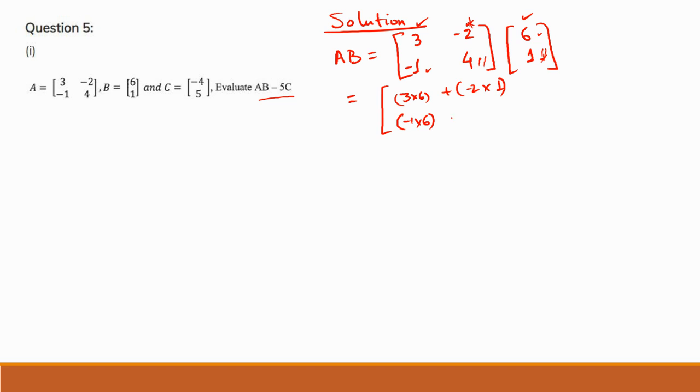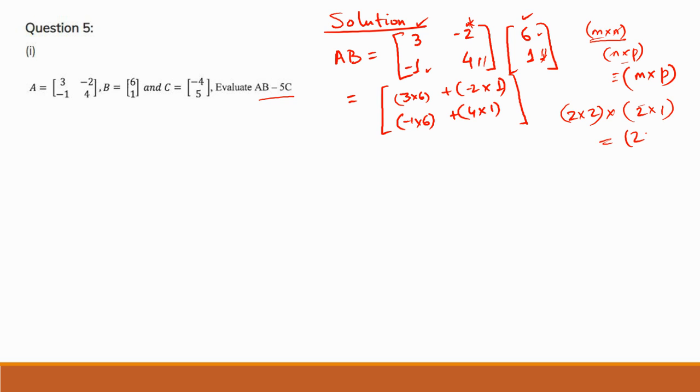It should be minus 1 times 6 plus 4 times 1. Hope you guys know how to do matrix multiplication. In case you have a problem, please let me know, but if I go into detailed explanation, that will take a long time. But please remember, in matrix multiplication, when m cross n is multiplied with n cross p, you get m cross p. The two n's get cancelled. It's not cancelled, but I'm just showing it. You get m cross p. So you see, this is a 2 cross 2 matrix getting multiplied with a 2 cross 1 matrix, so we will get a 2 cross 1 matrix.